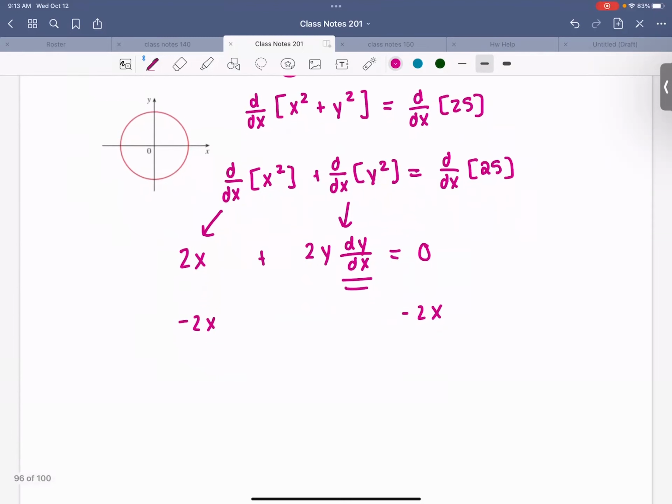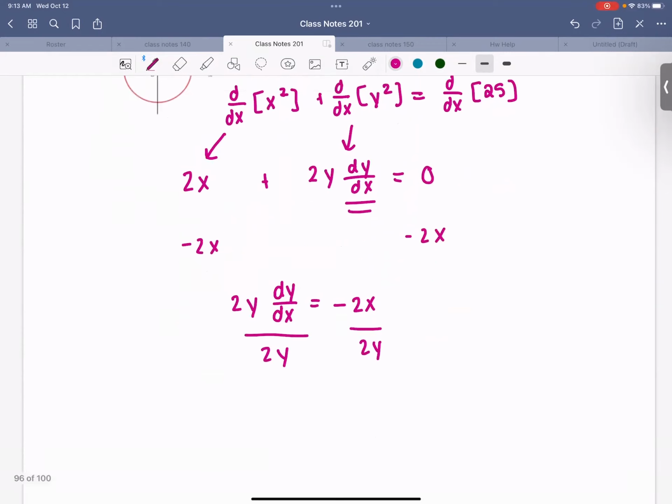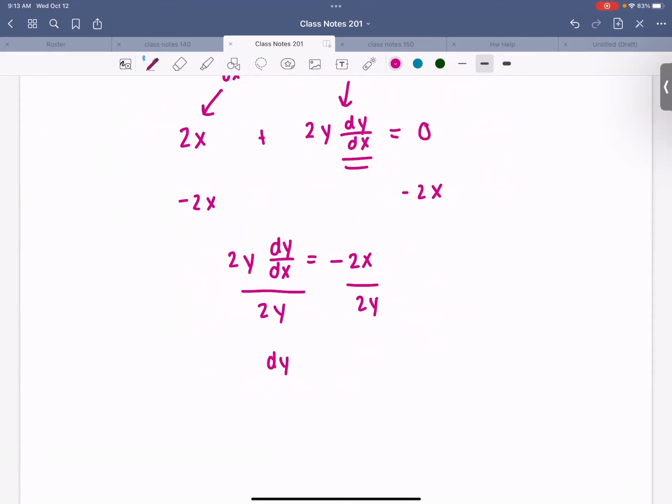So I'm going to get 2y dy over dx equals negative 2x. Okay. And then finally, to get dy dx on one side, what should I do on both sides? Divide. Good. Divide by 2y. So I'm left with dy dx equals negative 2x over 2y.